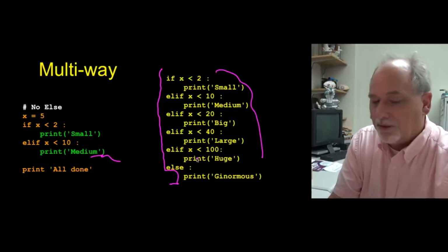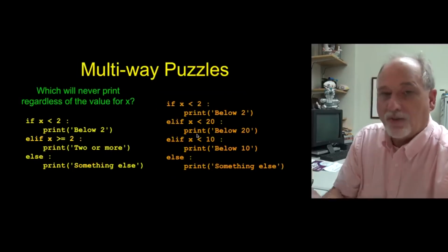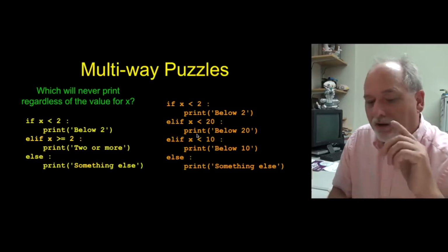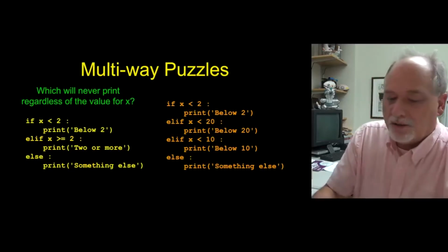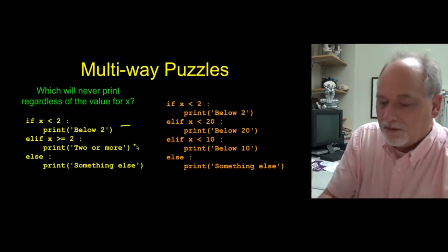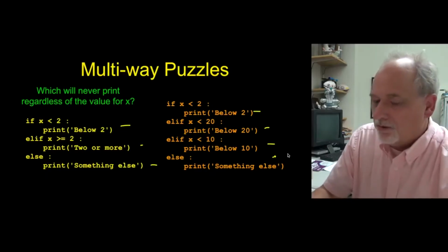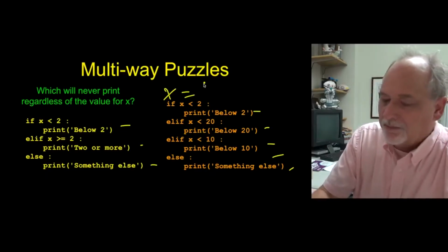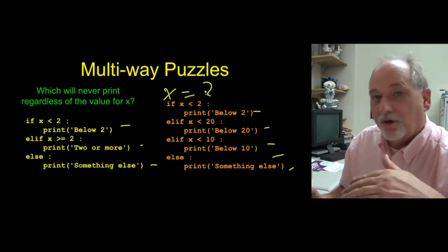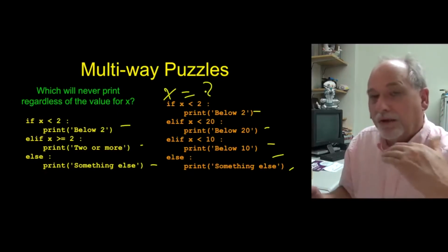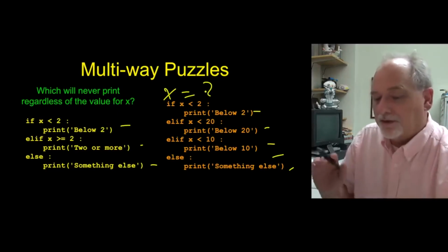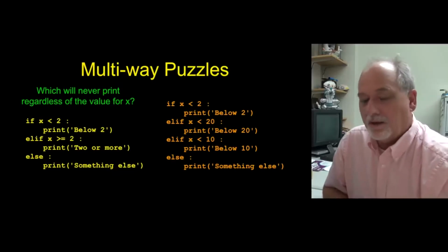So I've got a couple little things. I'll let you pause right now and look at the 3 or 4 lines of code, x equals something. The question is, are there lines of code that will never execute regardless of the value for x? I'll let you pause and think about it, and then I'll explain it to you.